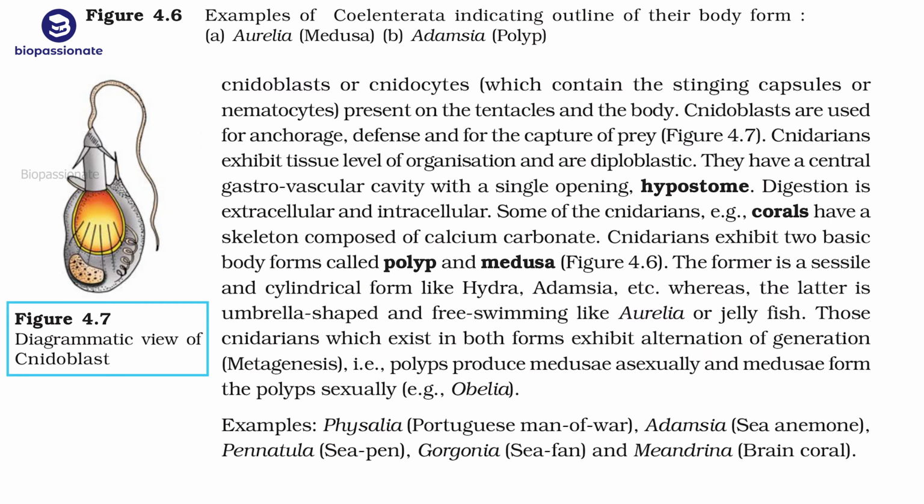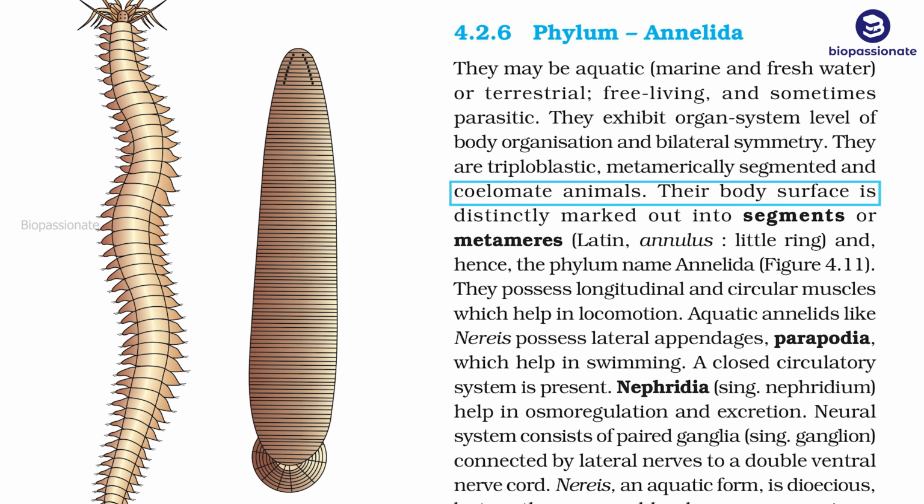4.2.6 Phylum Annelida. They may be aquatic, marine and freshwater, or terrestrial, free living and sometimes parasitic. They exhibit organ system level of body organization and bilateral symmetry. They are triploblastic, metamerically segmented, and their body surface is distinctly marked out into segments or metameres, Latin annulus, little ring, and hence the phylum name Annelida, figure 4.11.